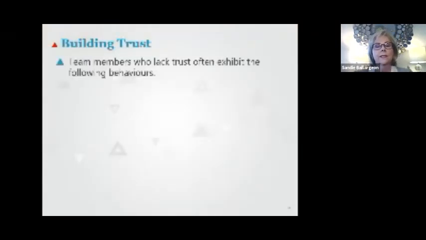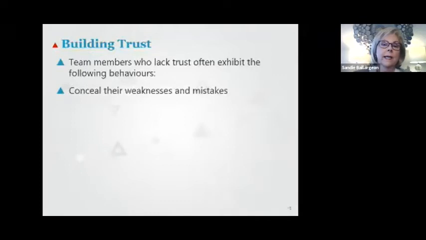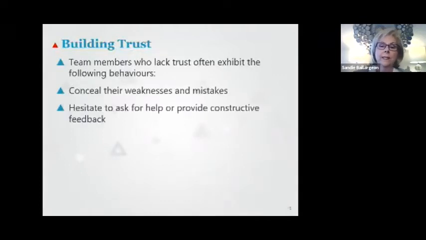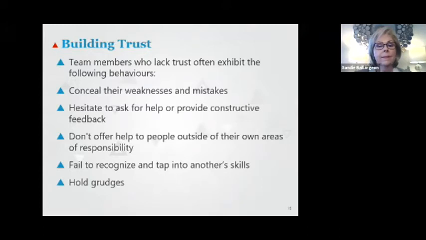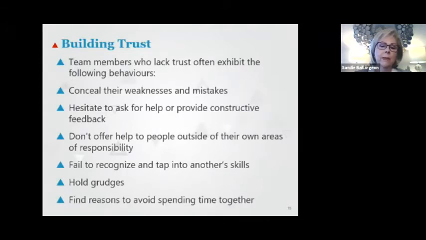So with building trust, team members who lack trust often exhibit the following behaviors. They may conceal their weaknesses and their mistakes. They hesitate to ask for help and to provide constructive feedback to others. They also don't offer help to people outside of their own areas of responsibility. And they fail to recognize and tap into another's skills. Also, they have a tendency to hold grudges. So that's what happens when they don't have trust on a team. And they also find reasons to avoid spending time together.